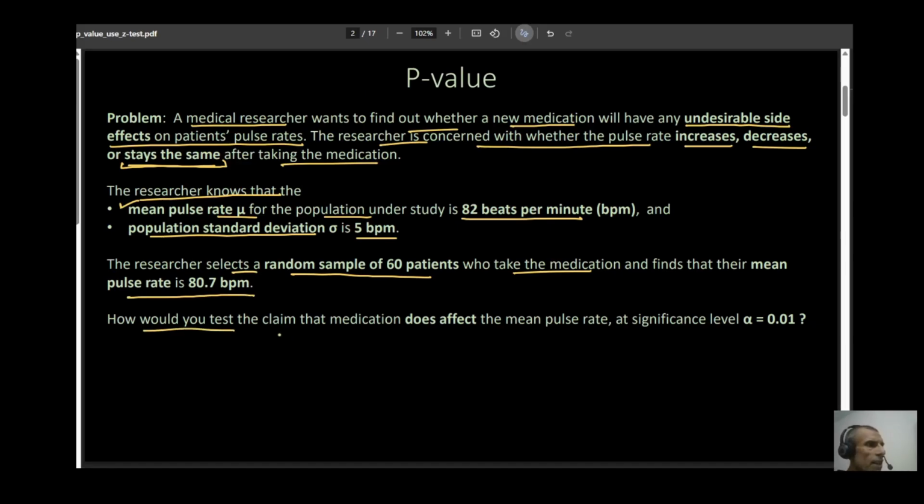How would you test the claim that the medication does affect the mean pulse rate of the patients at a significance level alpha equal to 0.01? This session is about answering these types of questions. This session is about p-value.